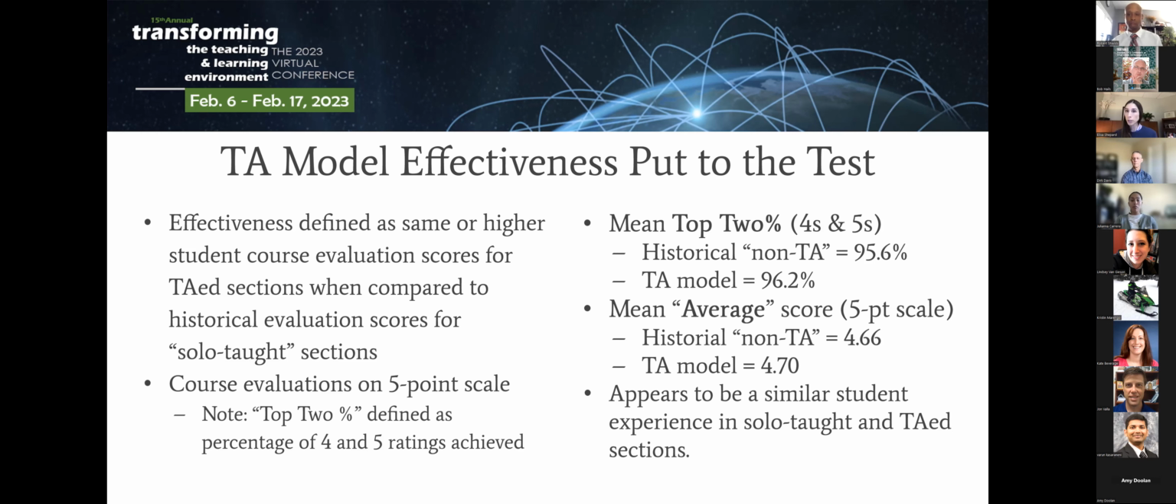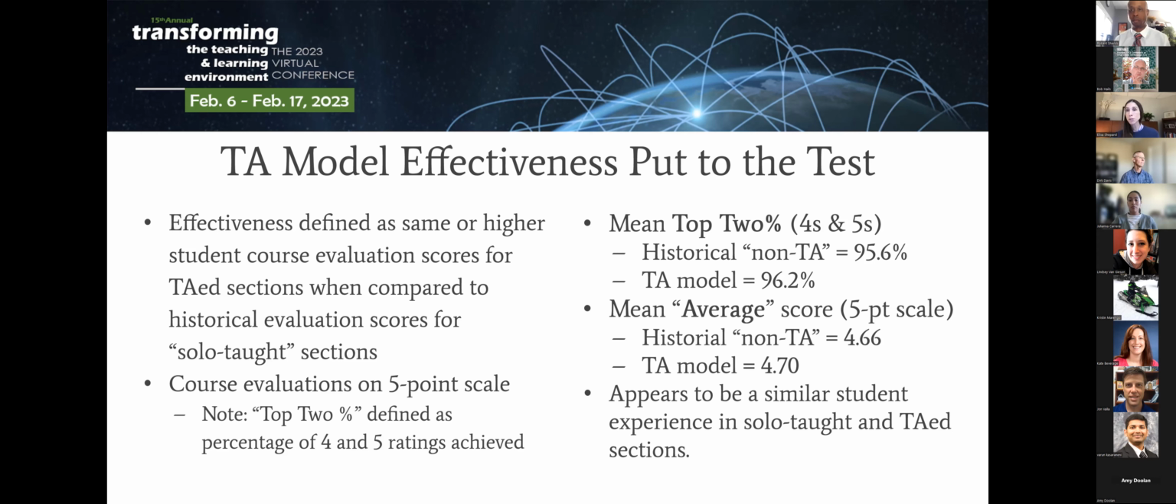Just a note here, course evaluations were on a 5-point scale, as many probably are. And the top 2 is defined as the percentage of 4 and 5 ratings that the instructor achieved. So over here on the right side of the screen, the mean top 2 percentage, which is again the 4s and 5s, for the historical non-TA courses that were taught just by the solo instructor was 95.6%. And for the TA model, it was 96.2%. So we were really happy to see an increase, very small, modest, but certainly not a decrease. And we were really grateful for that.